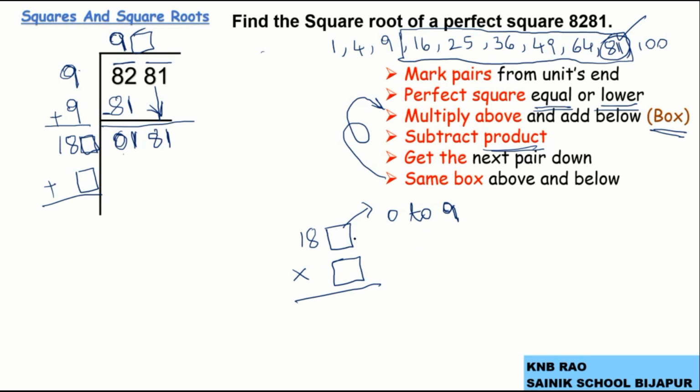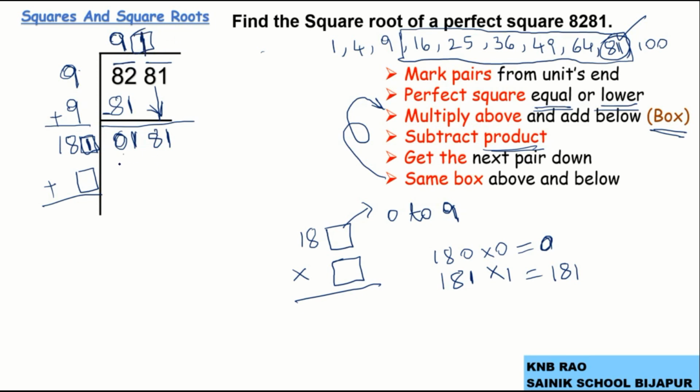digits that can be filled here. Suppose I have taken 0, what do we get? 180 into 0 gives 0. So it is not close to 181. Suppose I choose 1 as the digit, 181 ones is 181, which is equal to 181. So that is the first preference, either equal, but if it is not equal, then it must be lower and the closest. Here we have luckily got such a digit 1 equaling it.